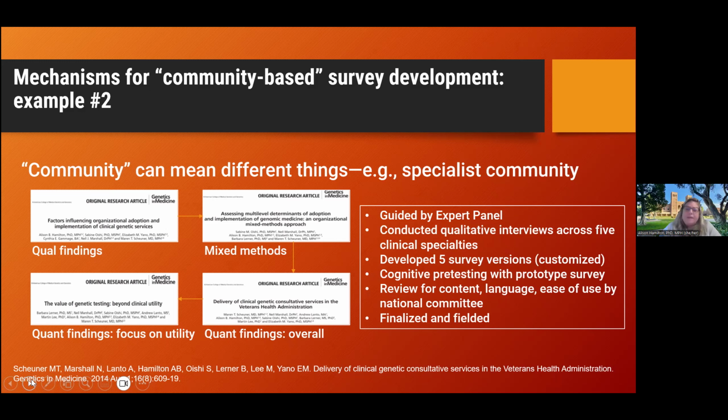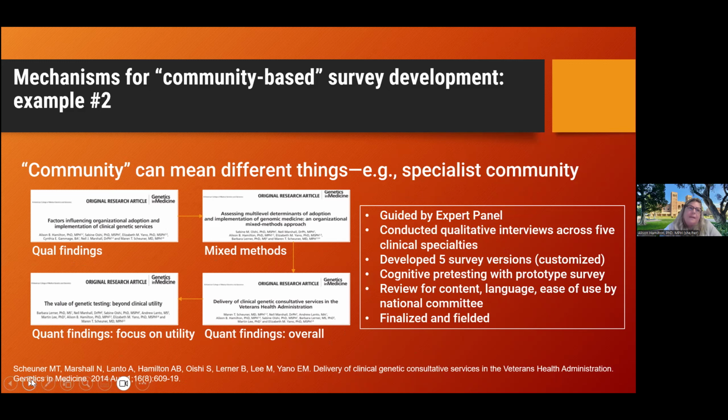And so we describe that to some extent in the paper cited below, but our whole process really was one of doing this qualitative work, having expert panels weigh in, a mixed methods approach to our overall initiative, fielding the survey, and then we did some additional analysis in that lower left paper on just that issue of clinical utility.